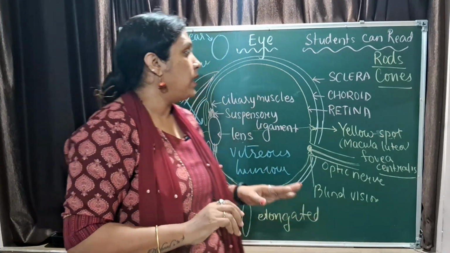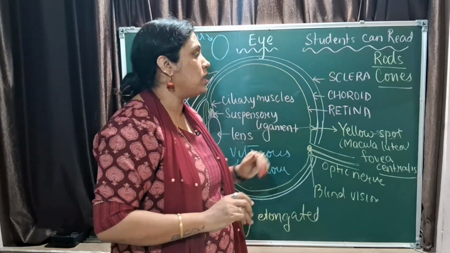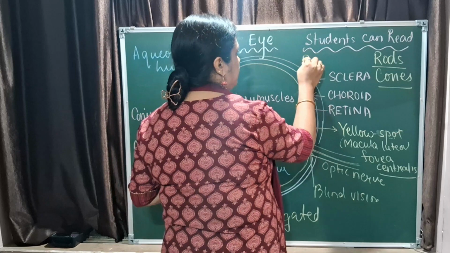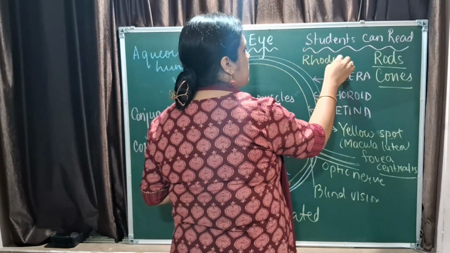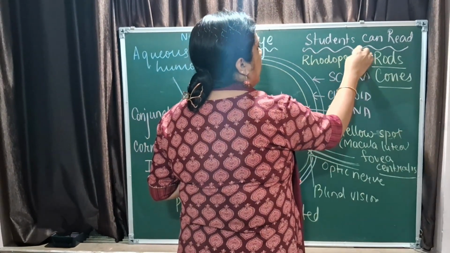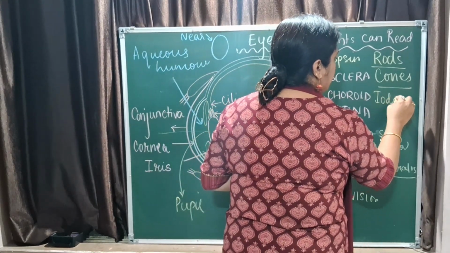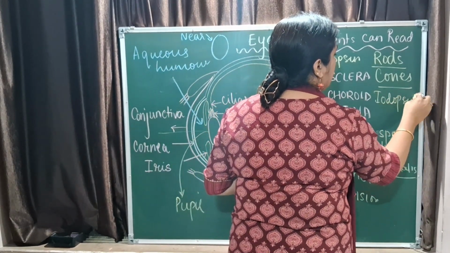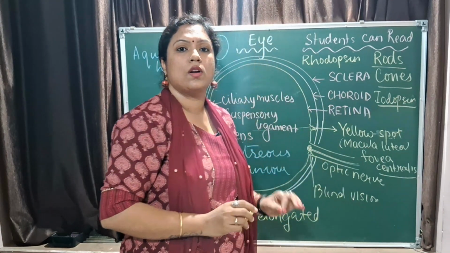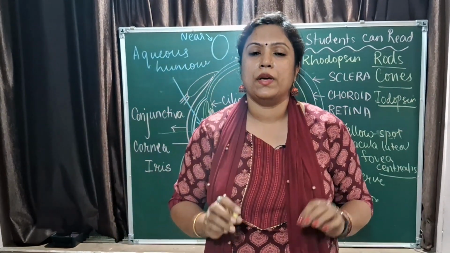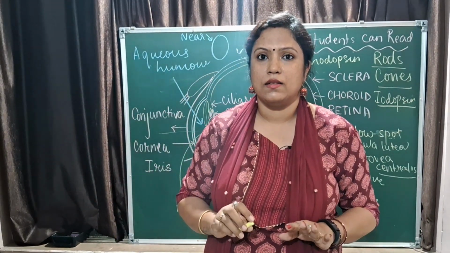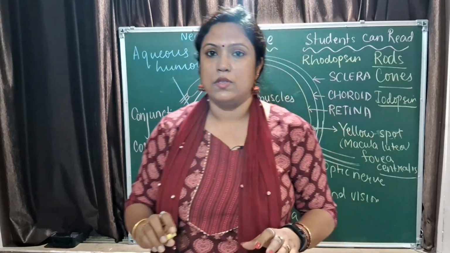Is that clear? The pigment present in rods is called rhodopsin, and the pigment present in cones is called iodopsin. This is really important. Differentiate between rods and cones on the basis of the pigment present. Is this clear? Now understand what happens.